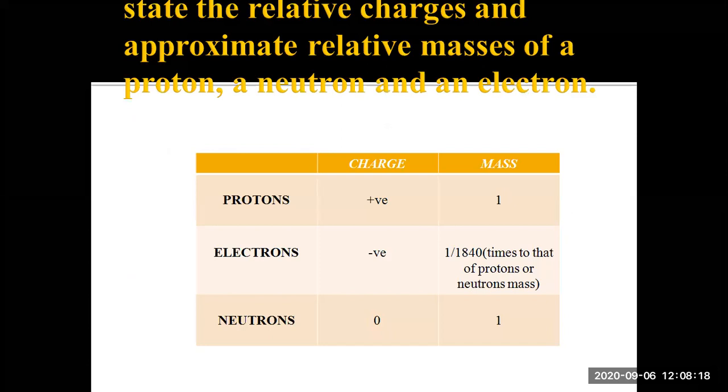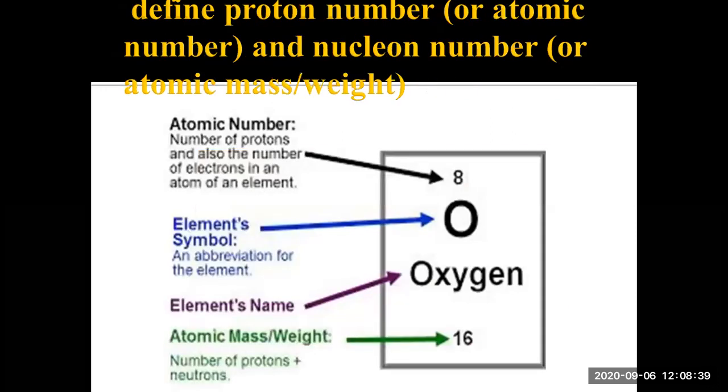Deduce the number of protons, neutrons, and electrons in atoms and ions from proton and nucleon numbers. Recall the charges and approximate relative masses of a proton, a neutron, and an electron. The charge on proton is positive, electron is negative, neutron is neutral particle. The mass of protons and neutrons are equal, that is equal to 1. Mass of electron is 1 divided by 1840 times that of protons or neutrons mass.